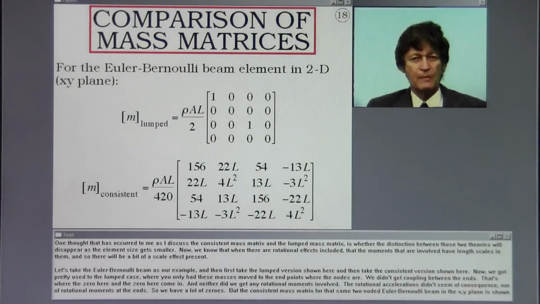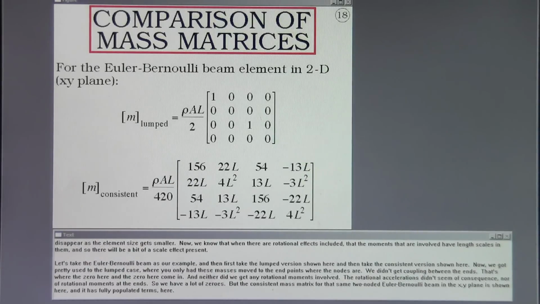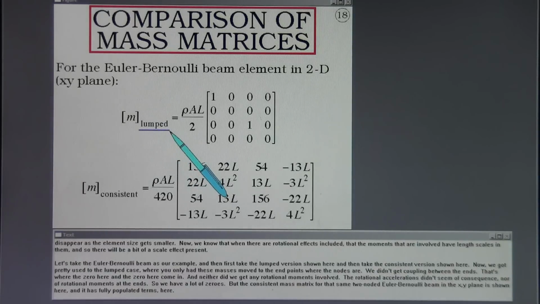One thought that has occurred to me as I discuss the consistent mass matrix and the lumped mass matrix is whether the distinction between those two theories will disappear as the element size gets smaller. Now, we know that when there are rotational effects included, that the moments that are involved have length scales in them, and so there will be a bit of a scale effect present. Let's take the Euler-Bernoulli beam element as our example, and then first take the lumped version shown here, and then take the consistent version shown here.